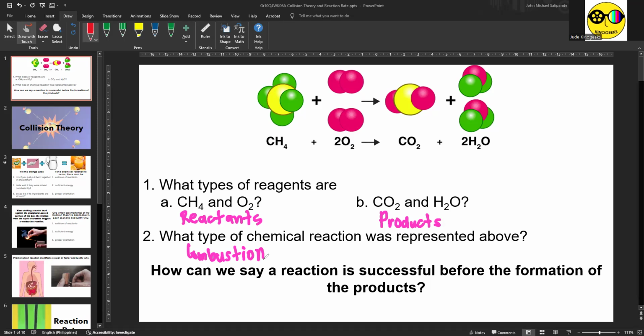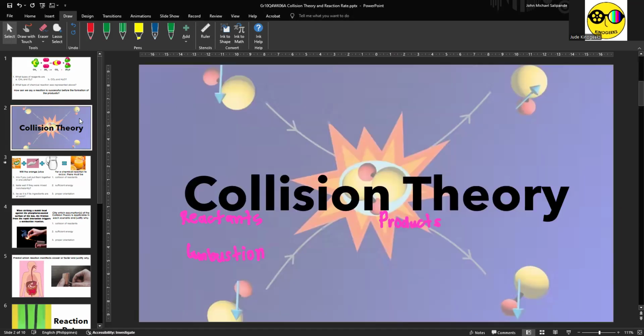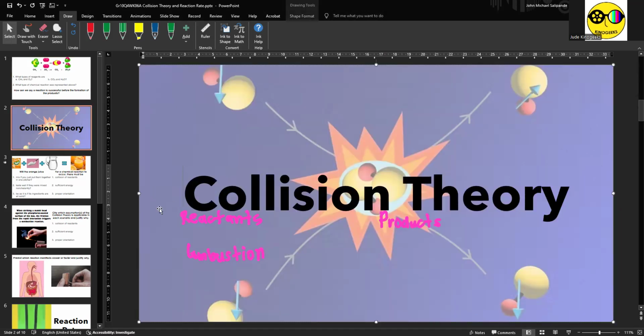So how can we say a reaction is successful before the formation of the product? Because I already taught you the parts of a chemical reaction, as well as balancing and the types of chemical reaction, our main goal for this session is to determine when a reaction is considered successful or not. And that is where collision theory enters our picture.